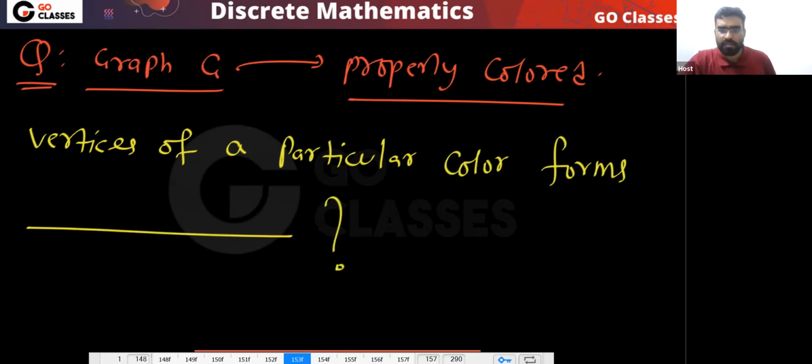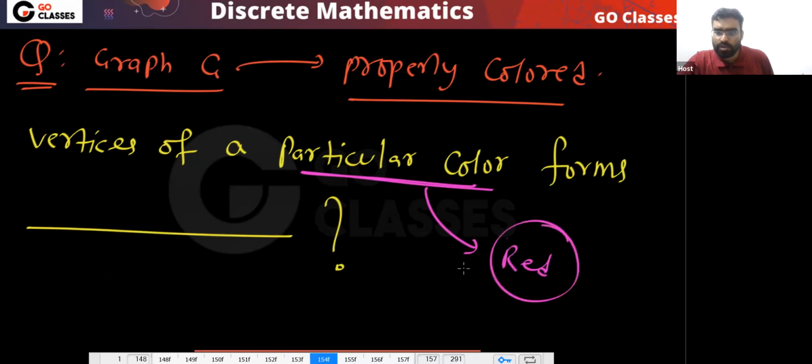What do they create? They will create an independent set, because they are non-adjacent of a particular color. For example, red color. If you are giving red color, it means they are an independent set. They don't have any edge, because they are pairwise non-adjacent. So they will create an independent set.